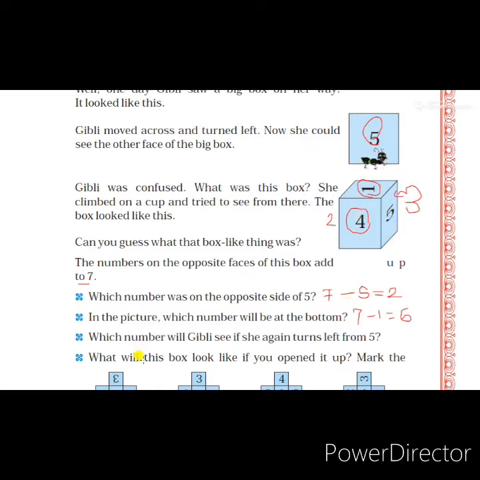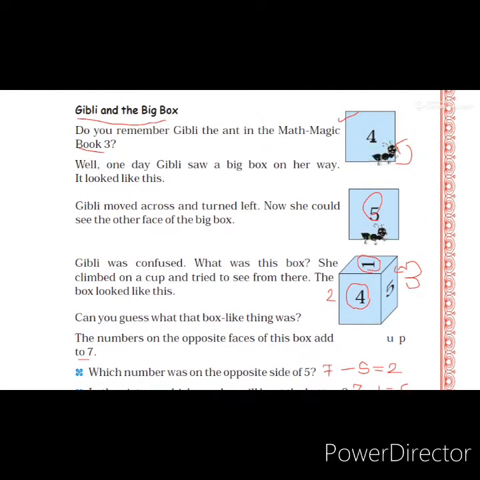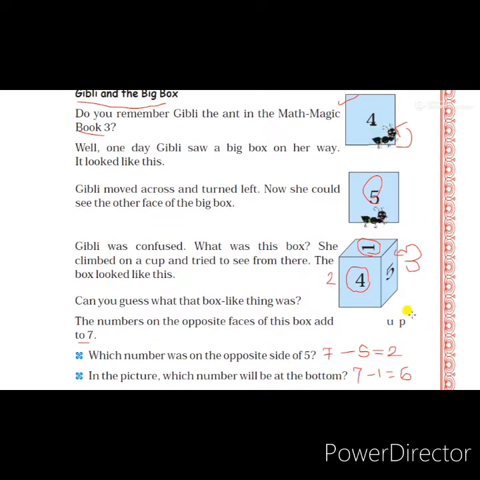Now see the next question. Which number will Ghibli see if he again turns left from 5? Students, you see the first and second picture. Observe the picture. You will get the answer from this picture. If you observe, first Ghibli saw the number 4. Here the number 4, and in this box also see the number 4.